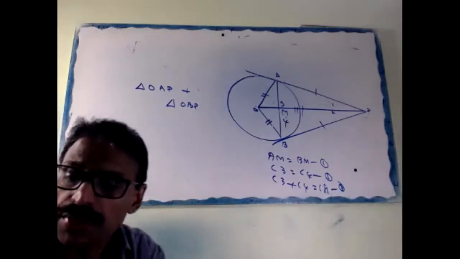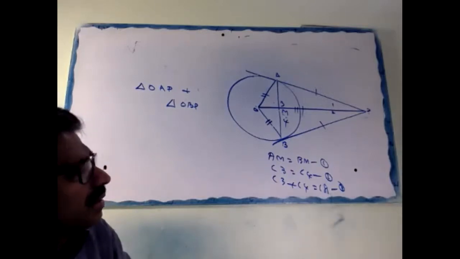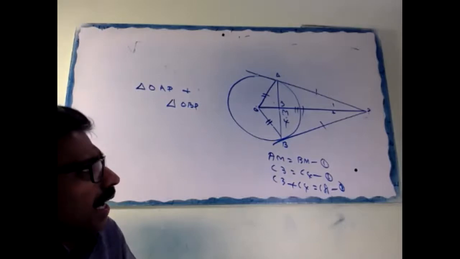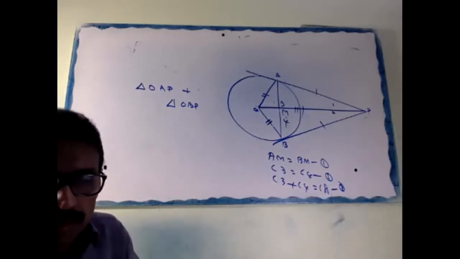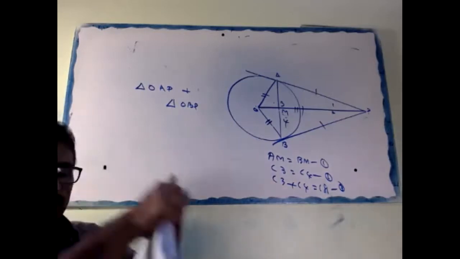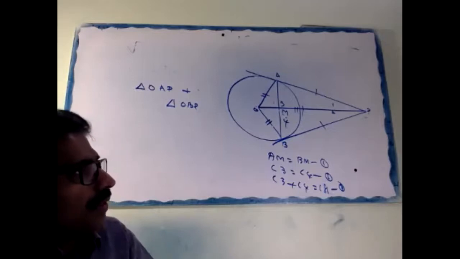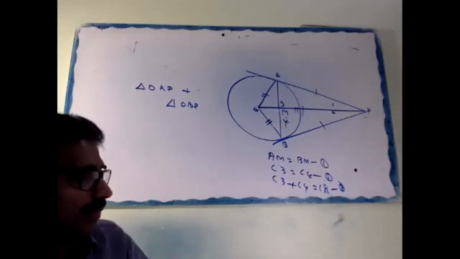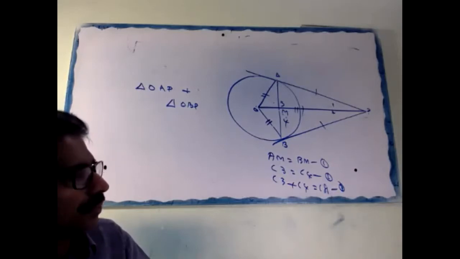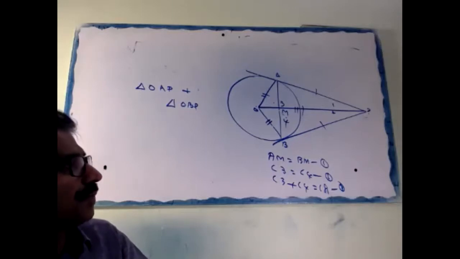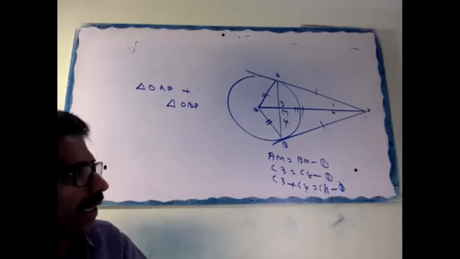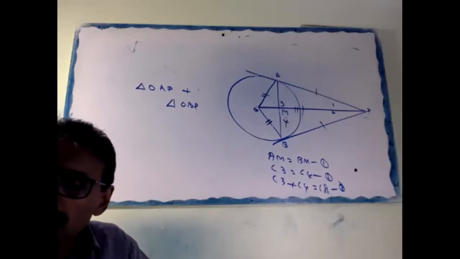Right, now I'll give the note. Given: PA and PB are two tangents drawn from P to the circle with center O. To prove: OP is the perpendicular bisector of AB, that is, in brackets, AM equal to MB and angle 3 equal to angle 4, 90 degrees.